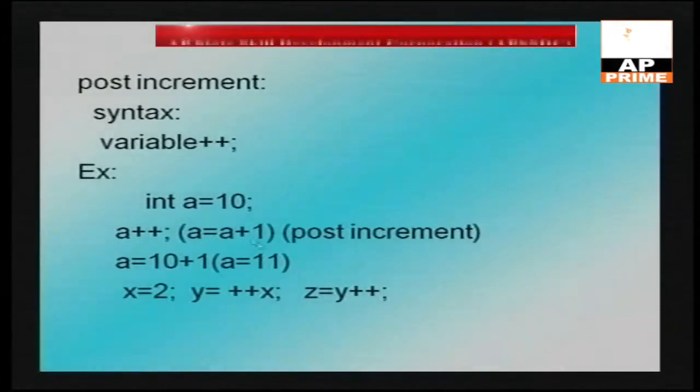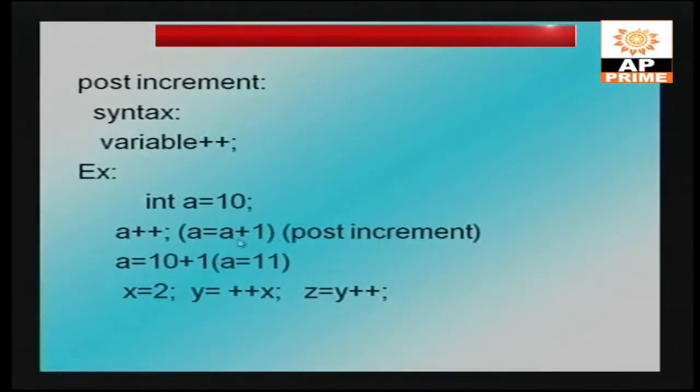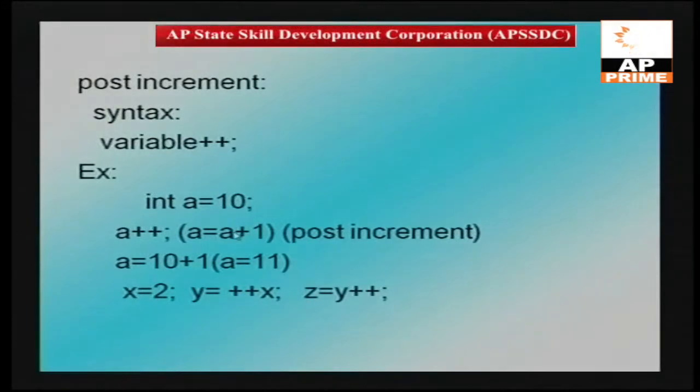If I go for post-increment, what is the syntax? Variable plus plus, a++. A equal to 10, a++. What is the meaning of post-increment? First use the a value, then increment by 1. First use the 10, plus 1. In this case also 11. Pre-increment gives 11, and post-increment also gives a as 11.